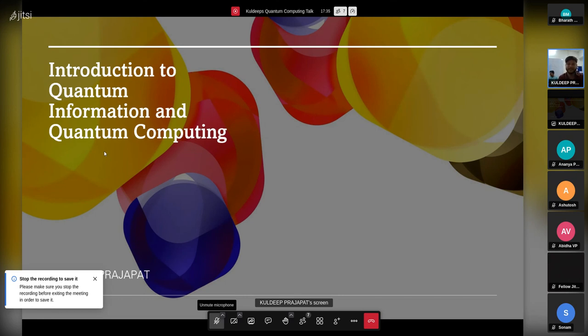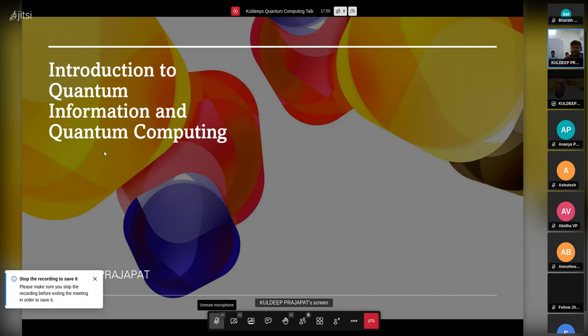So let's start. The title of this talk is Introduction to Quantum Information and Quantum Computing. In the last two decades, you must have heard that this information thing is going on very rapidly. But how do we mathematically deal with information, how do we write it as a mathematical equation? That is what we are seeing in today's talk.